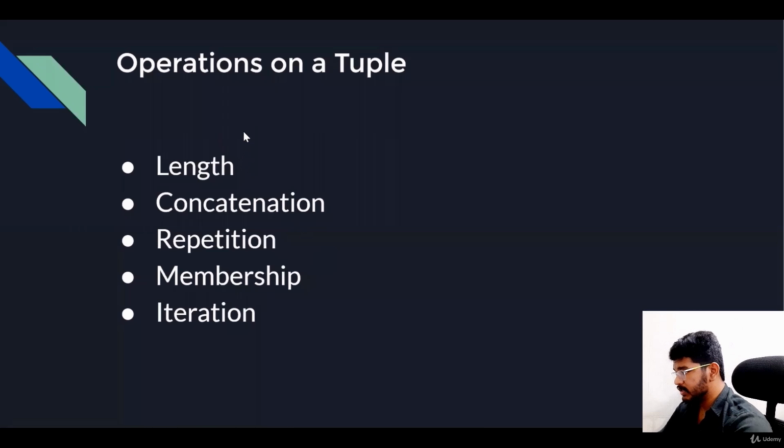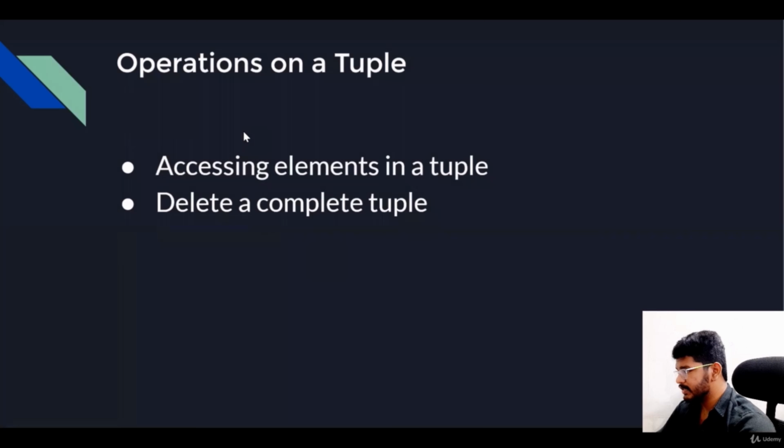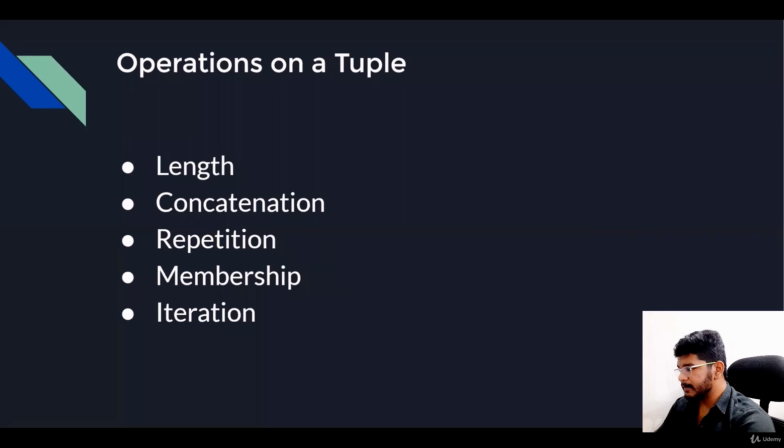So these are the operations available on a tuple. These are the two things we can do with a tuple: accessing elements and deleting the tuple. And these are a few more operations like length, concatenation, repetition, and all these things.